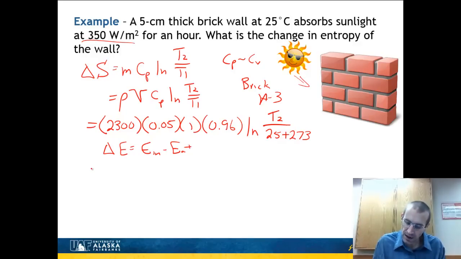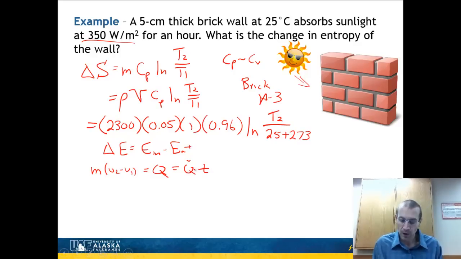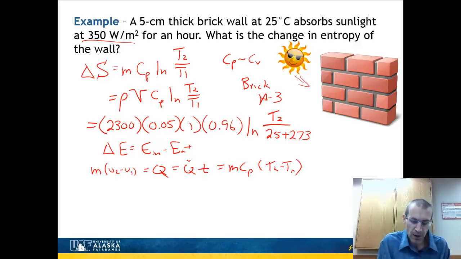In this case, I'm just going to have m(u2 minus u1) is equal to Q, or essentially Q dot times the time. So that's going to tell me what the change in internal energy is. For an incompressible material, that's mCp(T2 minus T1). So that's where I'm going to get T1 from. Let's put our numbers in there to calculate what that is.